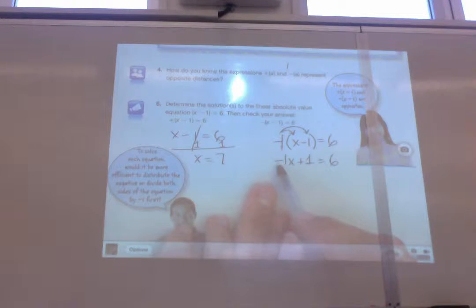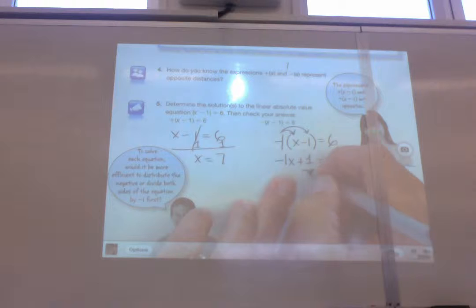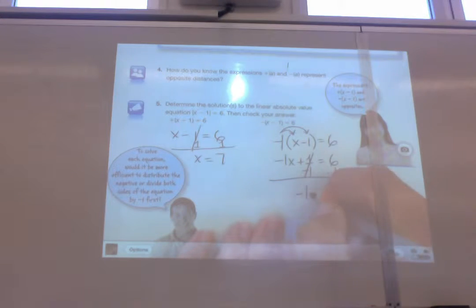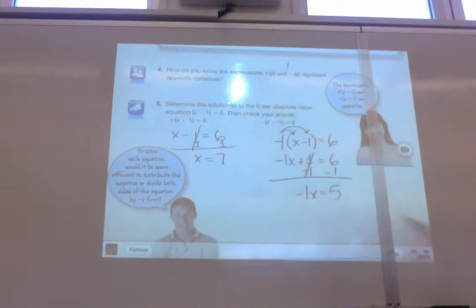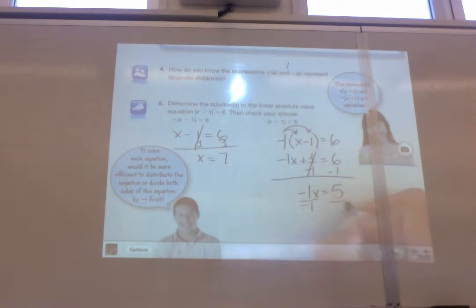So we have negative 1x plus 1 equals 6. What do I need to do to get x by itself? Minus 1 this time. And now I'm close to having a solution, but this minus 1 in front isn't what we're looking for. We want to know what positive x is. So we're going to divide both sides by a negative.